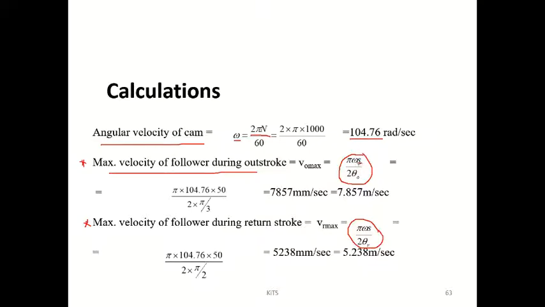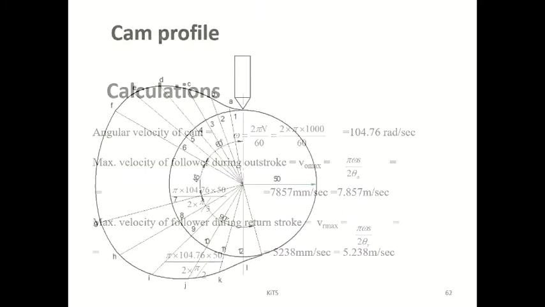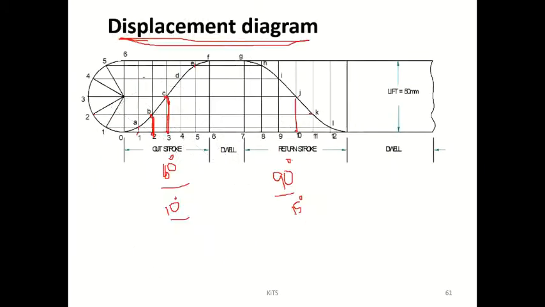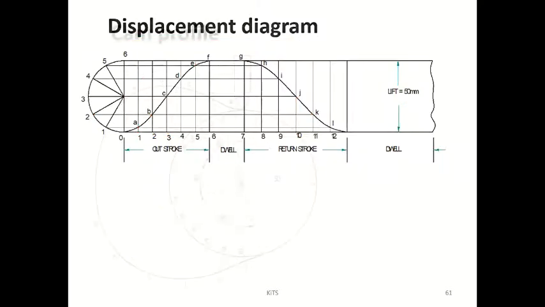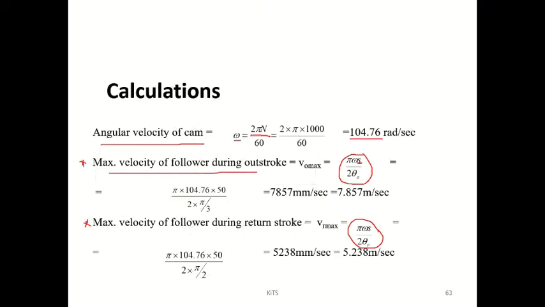S means displacement. Here displacement is lift 50 mm. You have to put it in meter. 50 mm means 0.05 meter. Okay, pi into 104 into 0.05 meter divided by 2 theta O. For outstroke they have asked. For outstroke, what is the theta value? For outstroke, theta value is 60 degree. You have to substitute it.